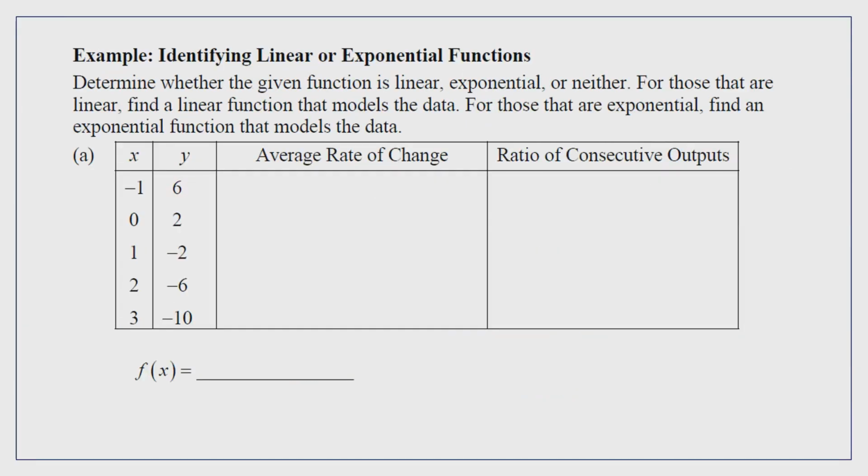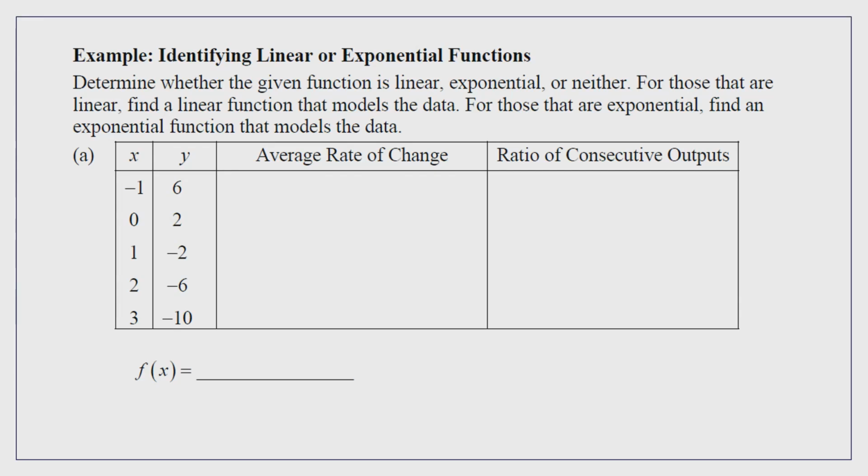So we're going to now be working a little bit in identifying whether a set of ordered pairs is a linear or exponential function. So in this first example, we need to determine whether the given function is linear, exponential, or neither. And for those that are linear, find a linear function that models the data. And for those that are exponential, find an exponential function that models the data. Okay, so to do that, we are going to have to find the average rate of change between the points and then find the ratio of consecutive outputs.